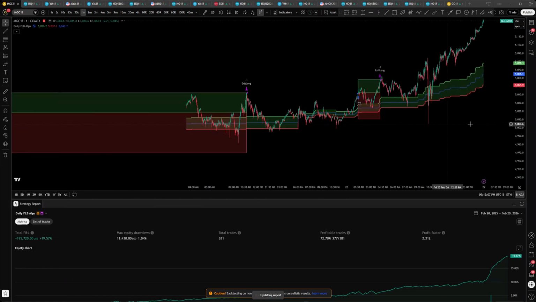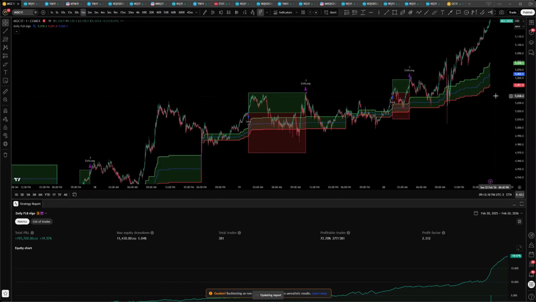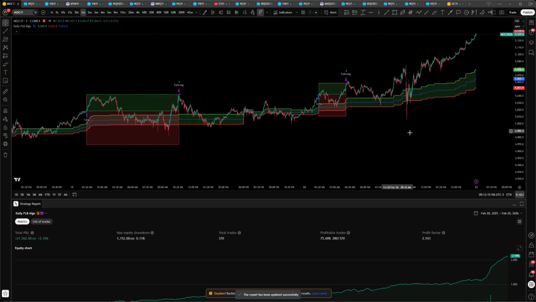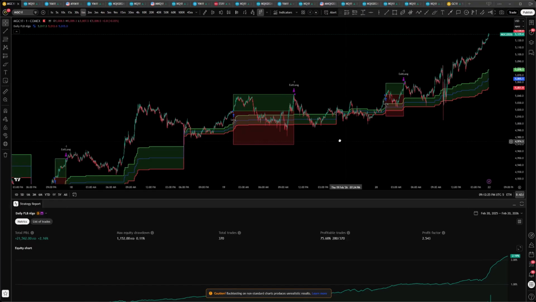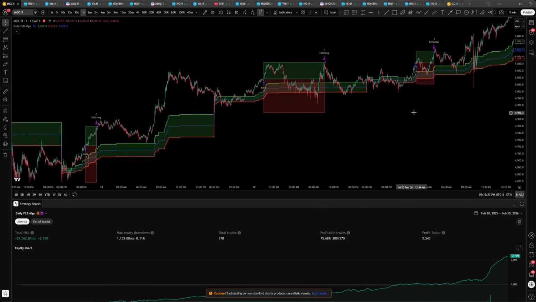It doesn't bother me. And that is what I'm using the daily FLB algo for. Works well with the YM, but I really like it on gold. And then with 2 contracts, we're getting like 42,000 a year. This is just numbers with 1 contract. 75% win rate with a 2.5 profit factor.